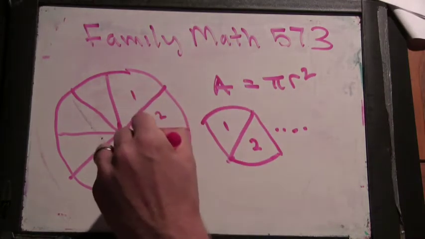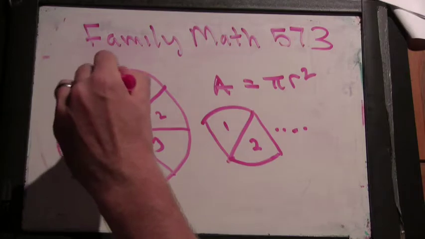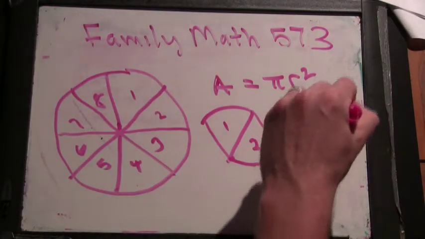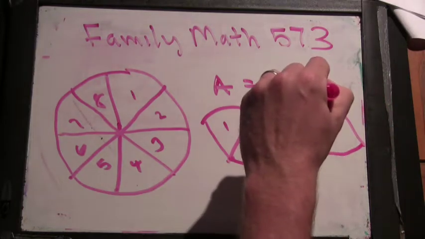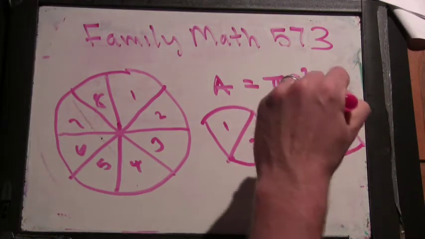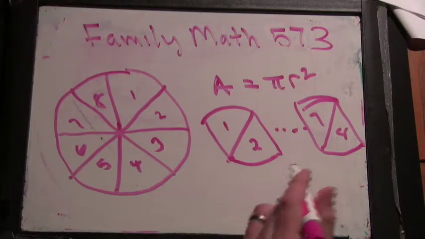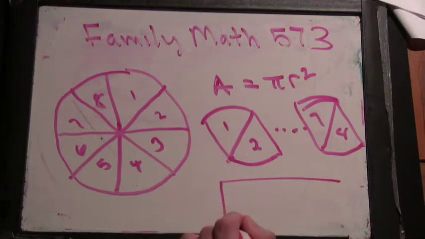And then 3, 4, 5, 6, 7, 8. The last one would probably be down, and the second to last one would be up, like that. And how does this help us? Well, eventually, if you chop it into small enough pieces, it will transform into a rectangle. This will start to look more and more like a rectangle.